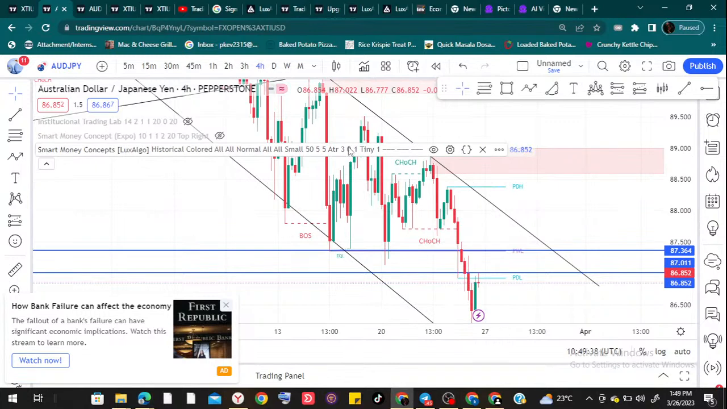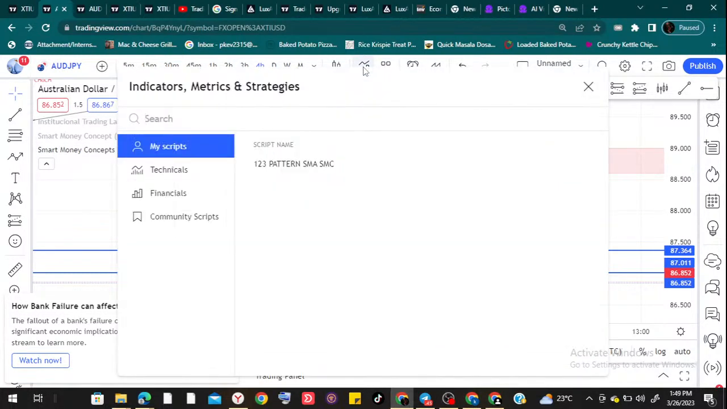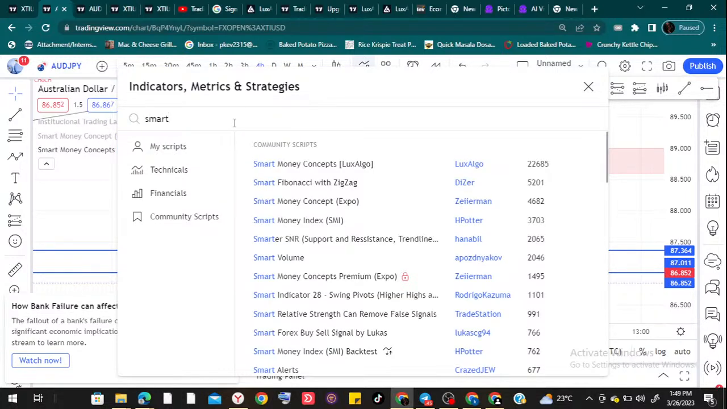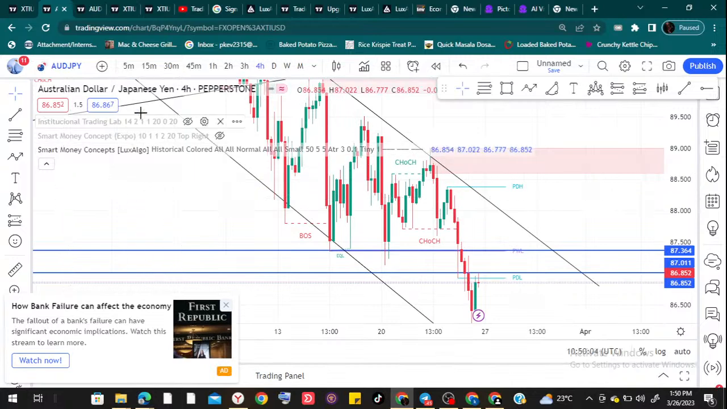If you don't know how to get your indicators, click on this bar over here, search for smart money concept, and you can see we have the one by Lux Algo, but I like to combine it with smart money concept by Zayman. These two work perfectly for me, so you can select both of them if you like them. And also Instruction Trading Lab, these will show you the orders.